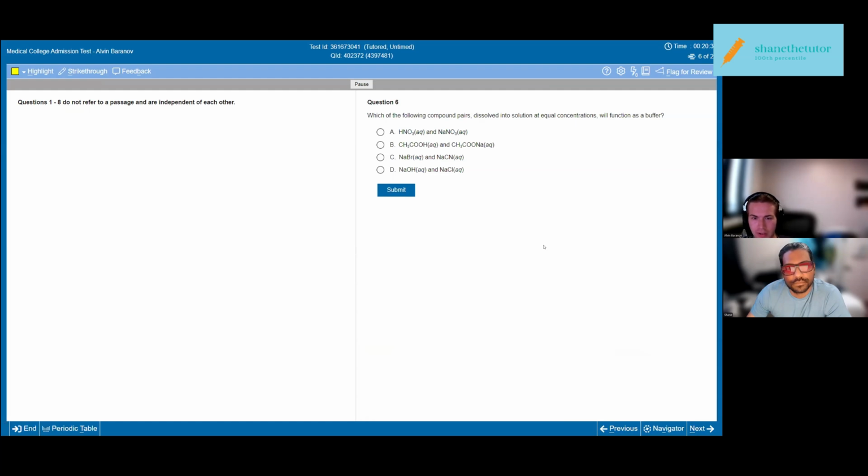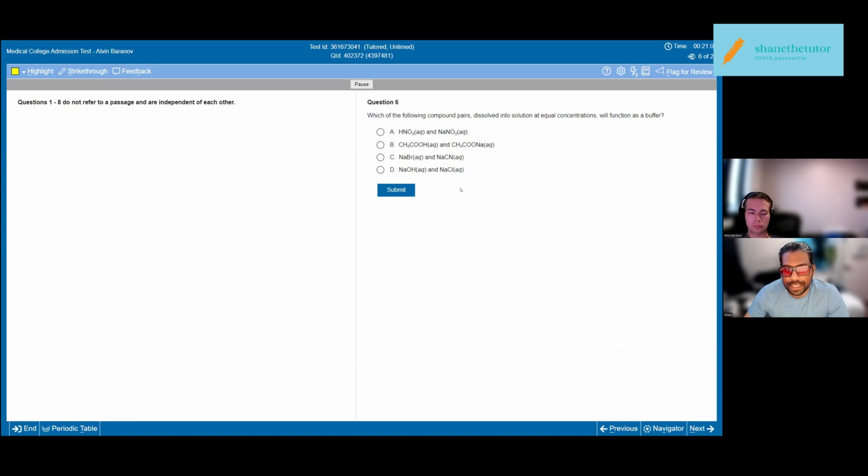Yeah, we'll do these next. Not in terms of chem, my worst topic is acids, bases, buffers, titrations, all that. I think this is a pretty simple question, but I just kind of forgot how a buffer works.